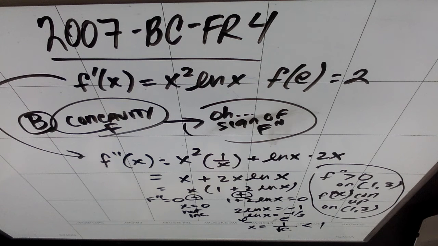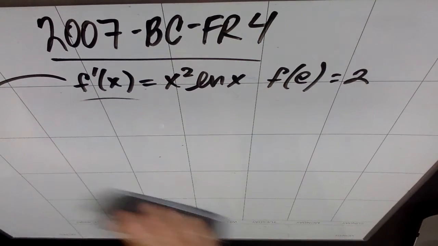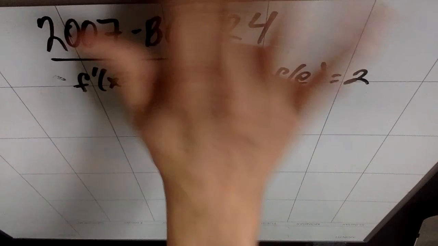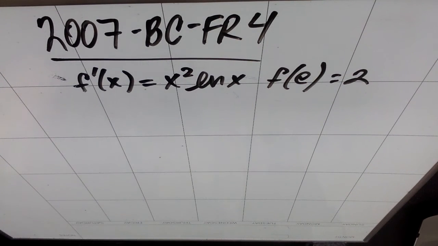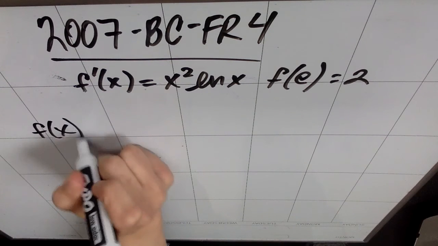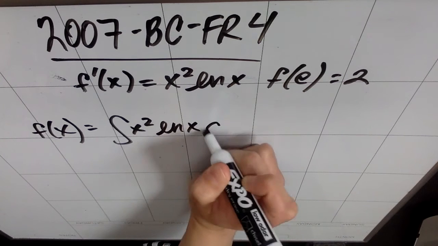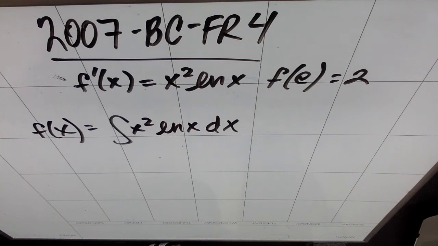Part C. Use anti-differentiation to find f of x. So we're now going to have to integrate, essentially, to find f of x. Now, because we have a product that is not u-sub, this is going to be parts, right? So what they're asking us to do is find f of x by integrating x squared natural log of x with respect to x. So this is a parts problem. Anytime you have a product that you can't use simple u-sub on, it's pretty much parts.